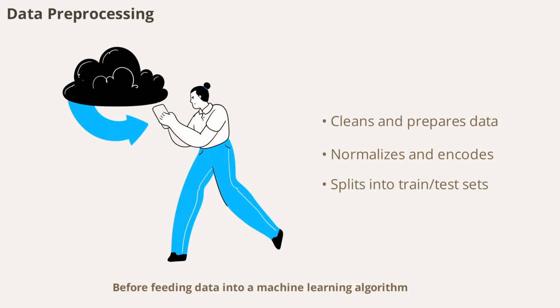For feeding data into a machine learning algorithm, it's essential to preprocess it. This includes cleaning missing values, normalizing scales, encoding categorical variables, and splitting data into training and testing sets. Proper preprocessing ensures the algorithm receives high-quality input, leading to better performance and more reliable results.